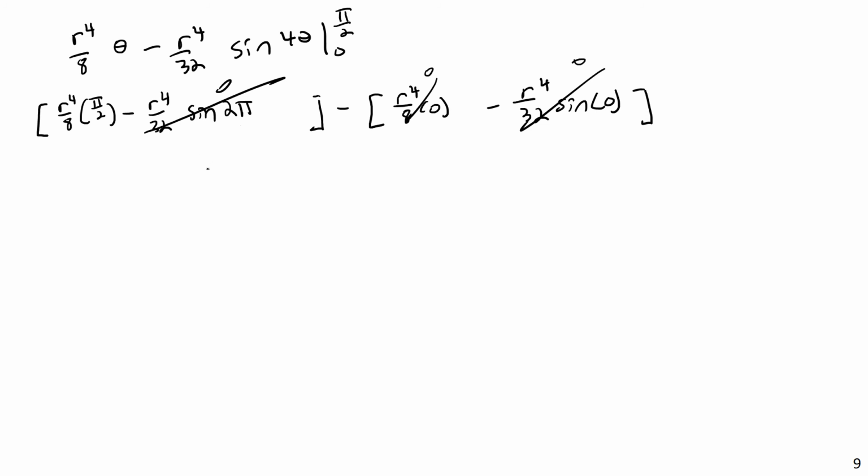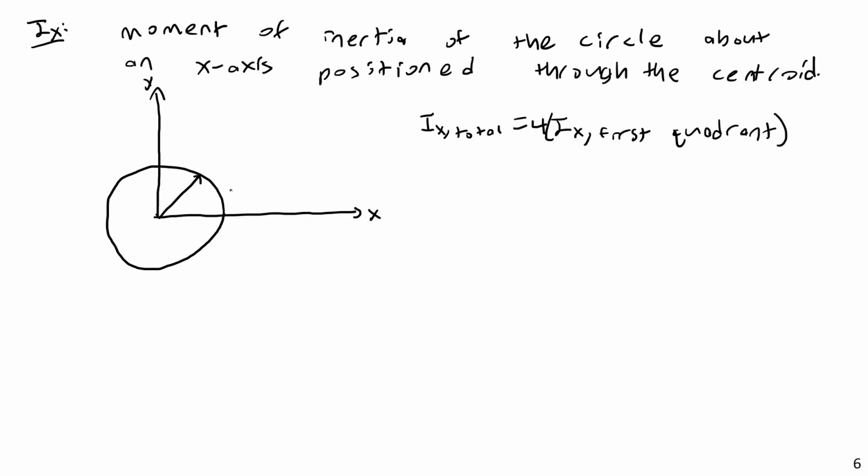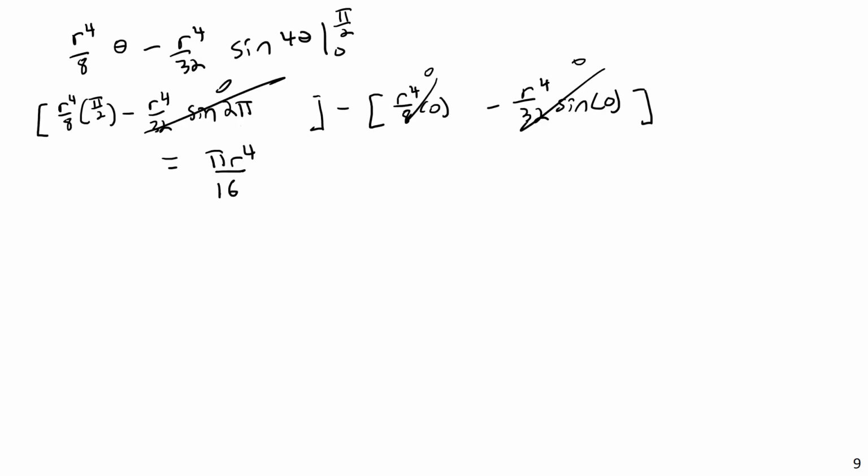And so we are just left with nothing more than pi r to the 4th over 16. Now we just have one other step to do, and that is to go back and realize that we're working with only 1/4 of the circle. Again, this is 1/4 of the circle.